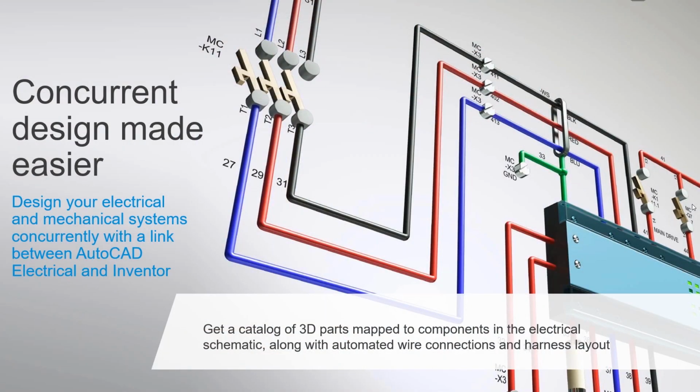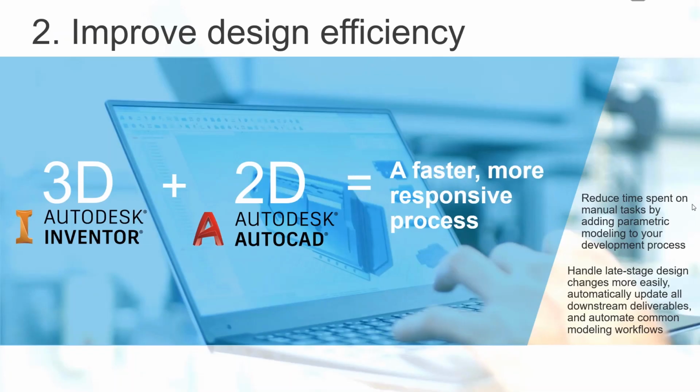The ability to do concurrent design. So if you do electrical design, one of the tools that comes with our collection is the ability to use AutoCAD Electrical, and we can then create associativity between 2D electrical layouts and 3D Inventor models. So we can reduce time spent on manual tasks by adding parametric modeling to your development process. We can handle late-stage design changes more easily and automatically update all downstream deliverables.